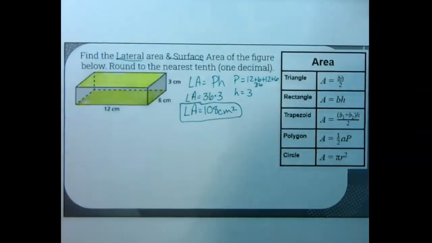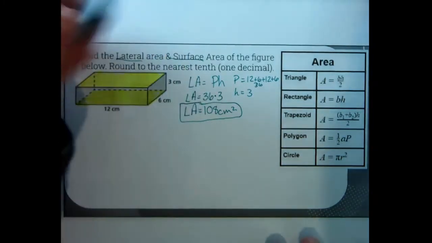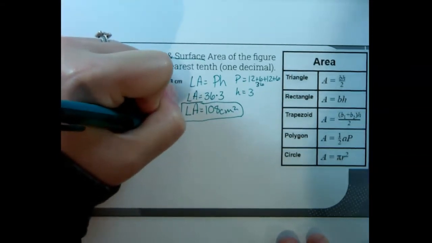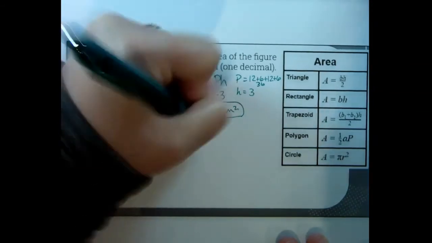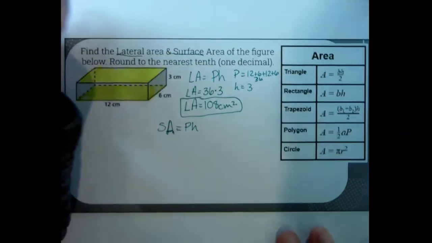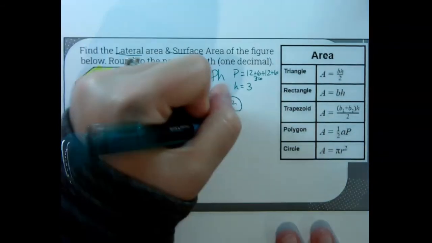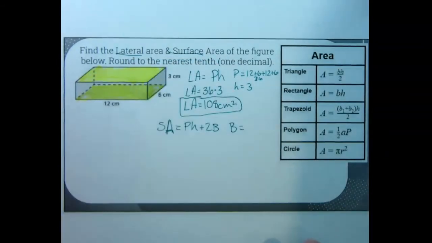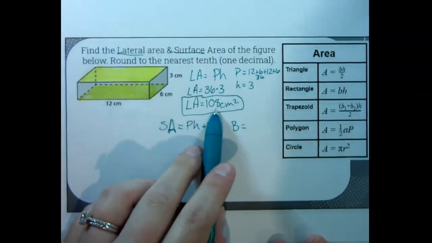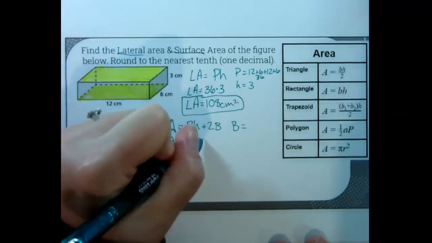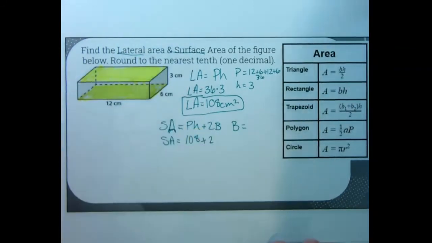Some of your questions on your assignment will ask for lateral area only. Some will ask for the total surface area. And if you remember the total surface area, that formula just adds, let me write this out. Surface area just takes your lateral area, which is perimeter times height, and then adds 2 areas of the bases. So we need to determine what is the area of my base. We already know that our lateral area is 108, so we can plug that in. And then 2 times whatever we get for the base.